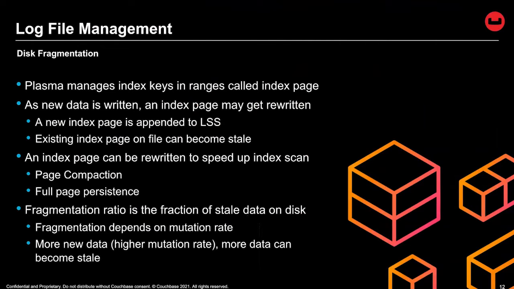Index pages are rewritten to speed up index scan by reducing the I/O ops needed to read a page. This rewriting happens when index pages are compacted and during full persistence of index pages. Both of these operations are proportional to the mutation rate. The index fragmentation ratio is the fraction of stale data on disk, and it depends on the mutation rate. With higher mutation rate, more data can get stale and cause the disk fragmentation to increase.